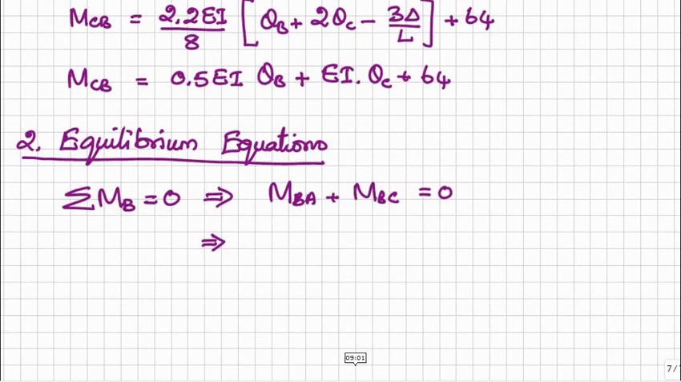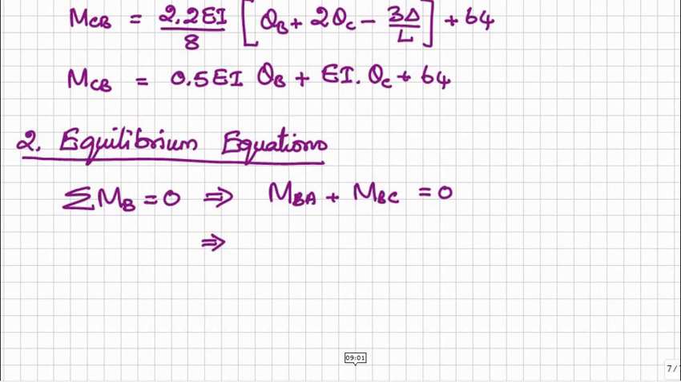Now we will apply equilibrium equations at each joint. Therefore, first joint B, sigma MB is equal to 0. The algebraic sum of all the moments must be equal to 0 in order for the joint to be in equilibrium.